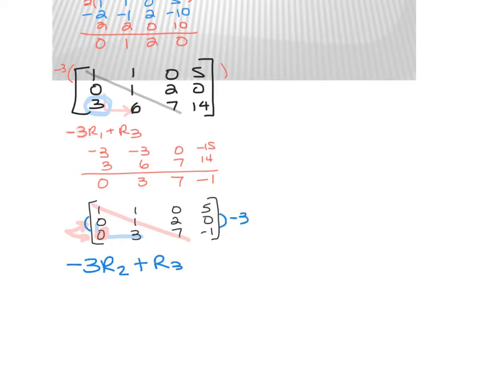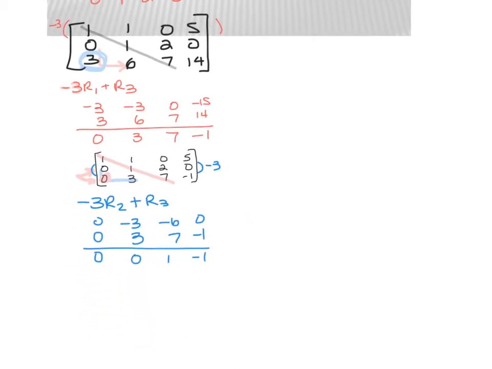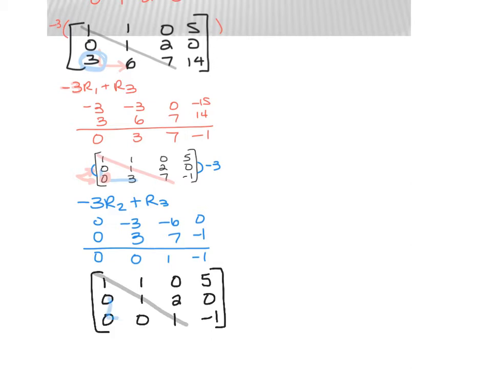Multiply this one by -3. 0, -3, -6, 0, 0, 3, 7, -1, and I get 0, 0, 1, negative 1. And again, I could replace row 2 or row 3 with that, but row 3 is what I'm working on, so I leave 1 as it was, I leave 2 as it was, and I replace row 3. My goal, diagonal of 1s, 0s underneath. This is row echelon form.